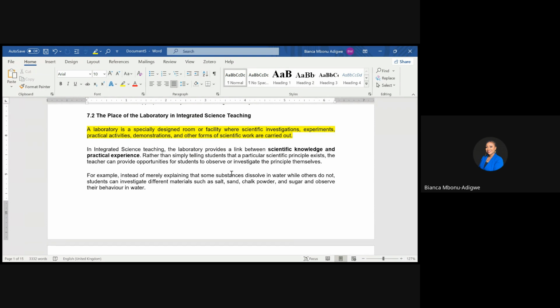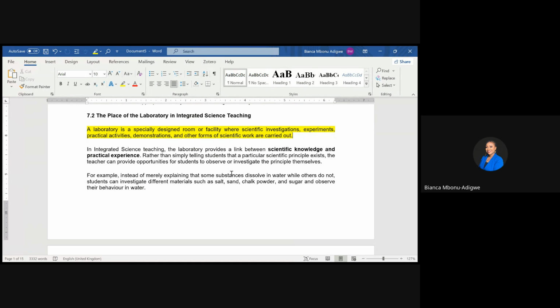In secondary schools in our climate, it is possible to find an integrated science laboratory, but more often than not, we have a physics lab, a biology lab, sometimes an agric lab, and a chemistry lab. If the ITS teacher, by ITS I mean integrated science, wants to conduct any experiment, he or she will have to borrow any of these other labs. It is not bad. It is okay.